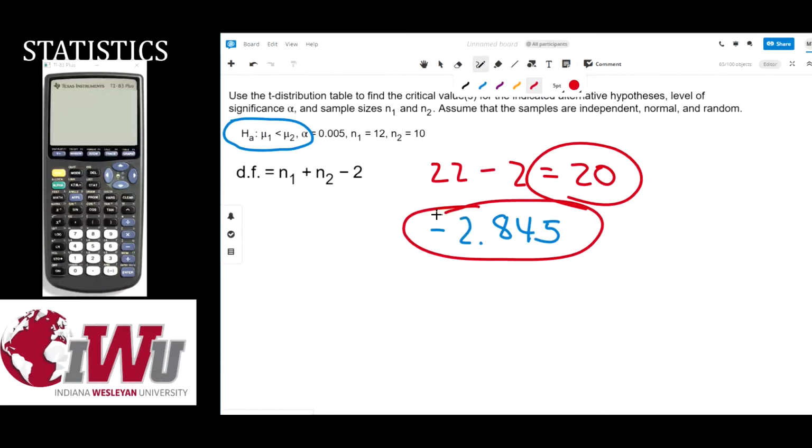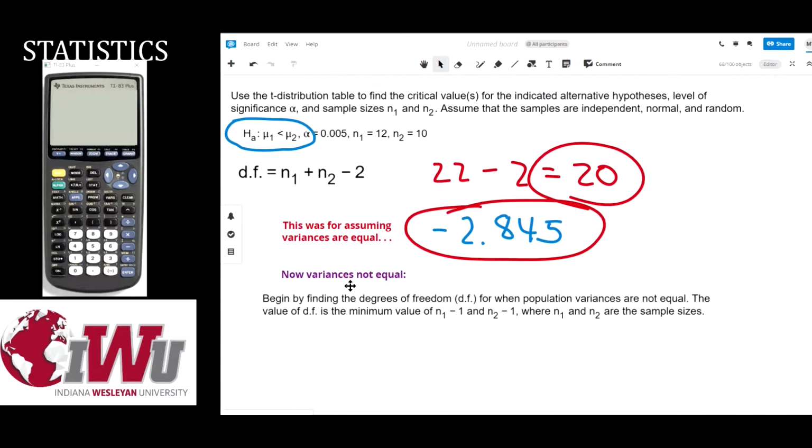That was assuming that the population variances were equal. Now let's take a look at the same exact values, same everything, except this time we're going to go in from the perspective that the variances are not equal. Before, we were looking at if the variances were equal. Now we're going to look at variances not equal.